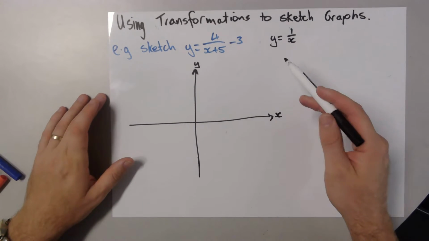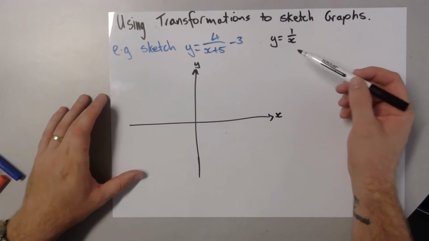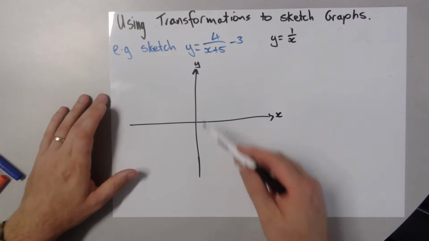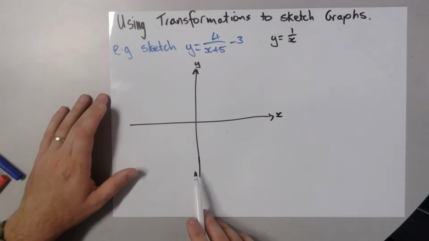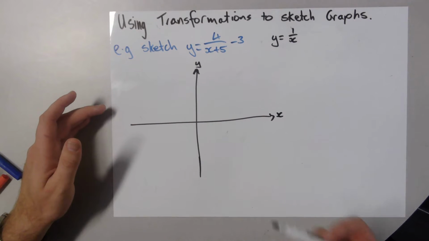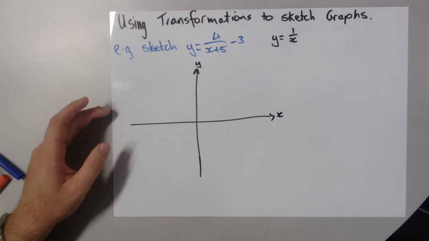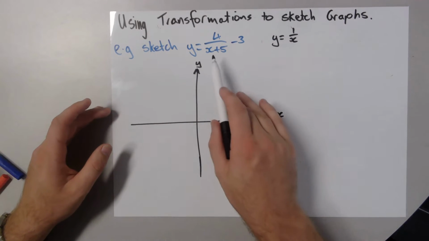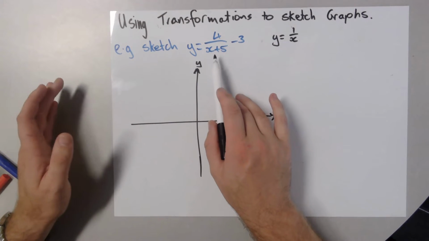So we know we have y equals 1 on x. It's got a vertical asymptote, that is the y-axis, and a horizontal asymptote, there's the x-axis. Basically, we just start going through and asking, what's actually happened here? What's going on with our function? And it's easiest to start with our x and work our way out.